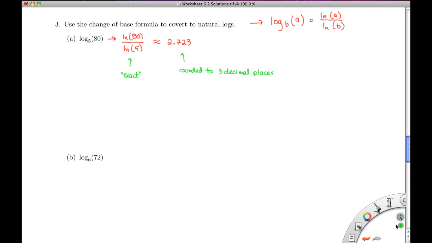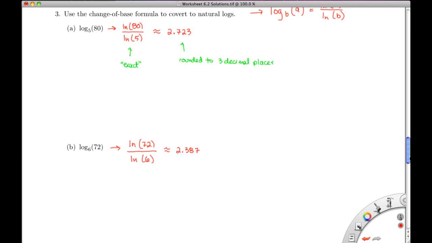And then for part B, we've got the log base 6 of 72, so using that change of base formula we can rewrite this as the ln of 72 divided by the ln of 6. And again, we could just easily type this into our calculators to estimate, and if we did, we should get about 2.387 if we're just taking it to three decimal places.